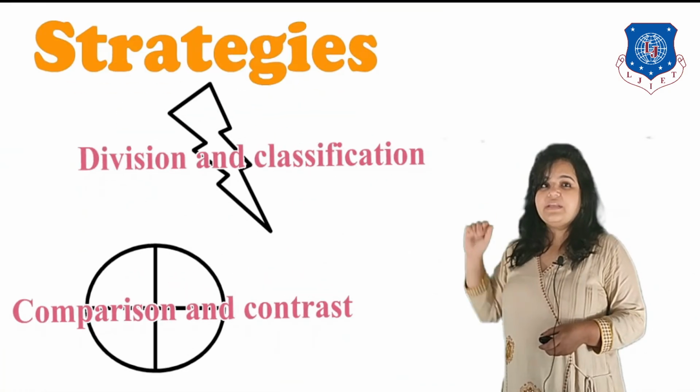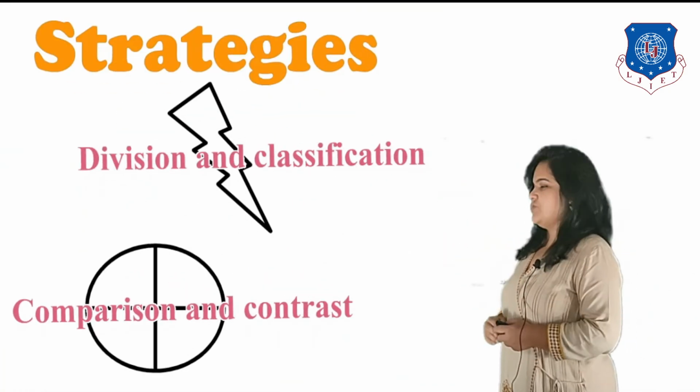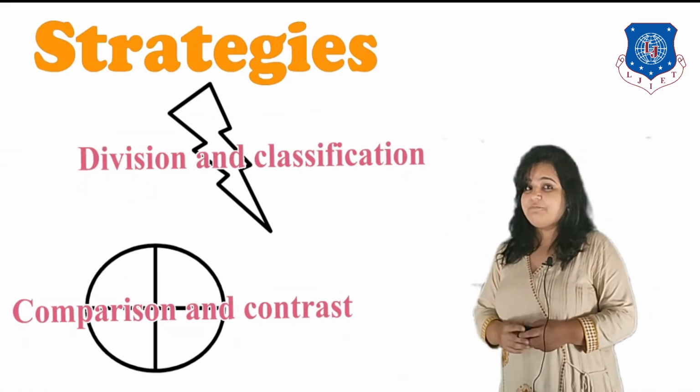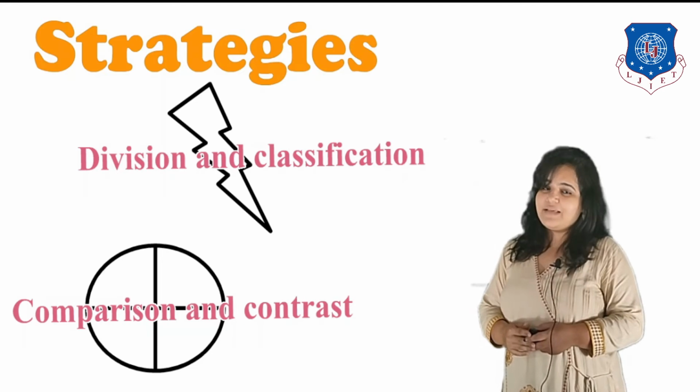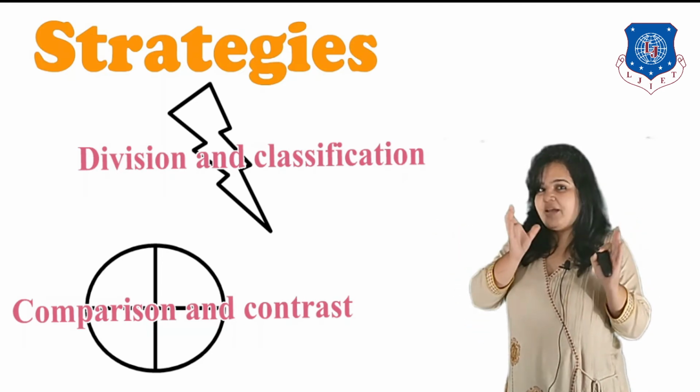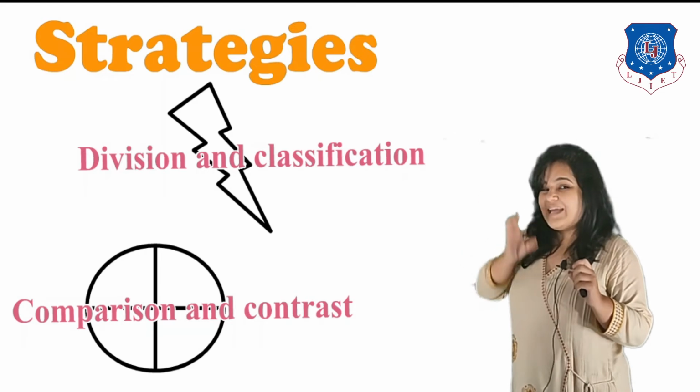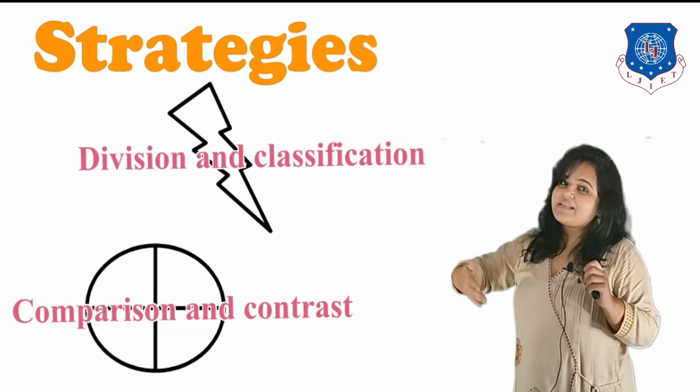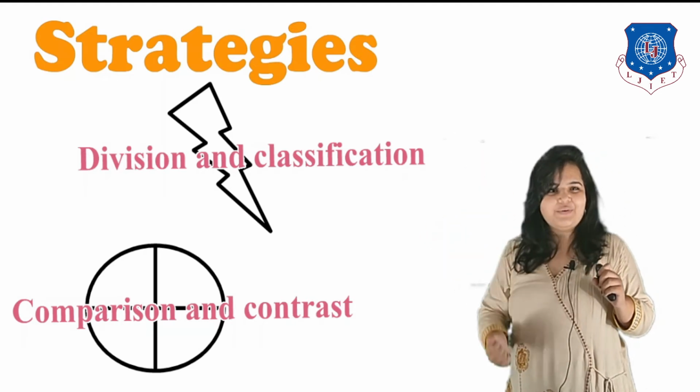This description can use two strategies. The first strategy can be division and classification. As I already told you, just take the large part, divide it into smaller parts, take up each smaller part and describe it in detail, and you're good to go.